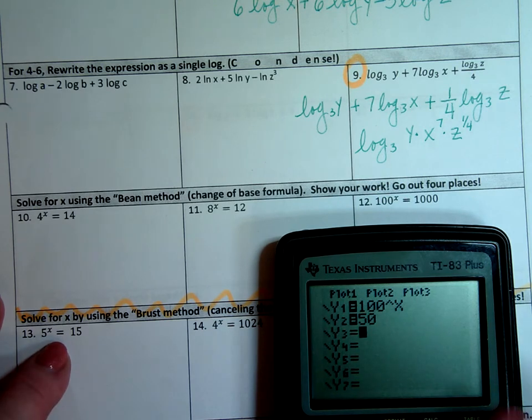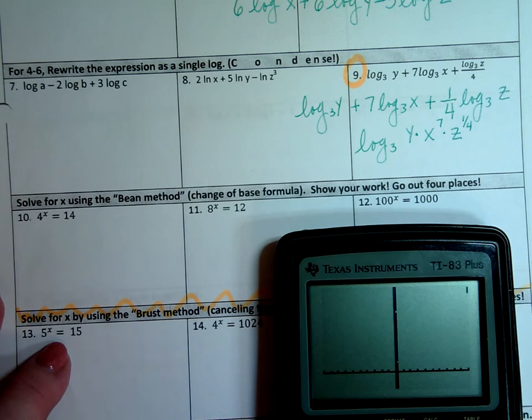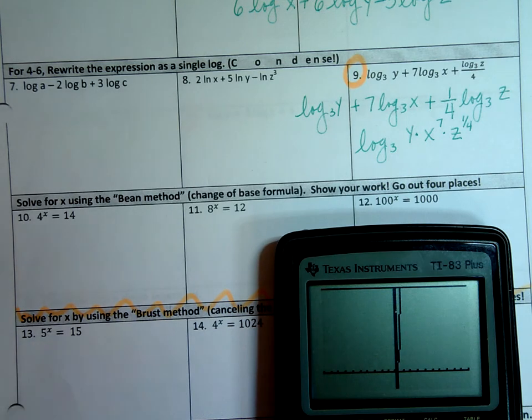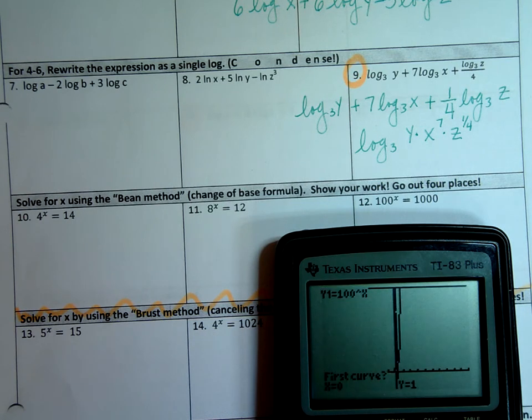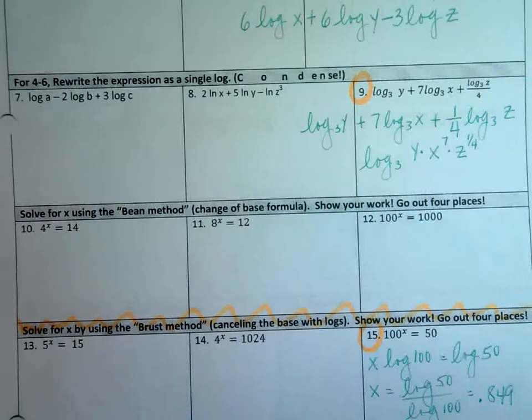I go to my graph. Can you see at the top of the screen what our window was? Sometimes you have to play with the window. Obviously, if you're doing this on Desmos, it's just a matter of scrolling in and out. It makes it pretty easy. I want to figure out where they intersect. Go to number 5 for me. Yes, I want you to guess. And there it goes, 0.849. So right here, my point is 0.849.